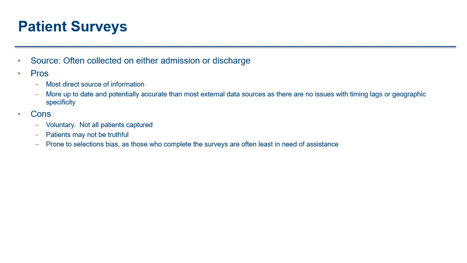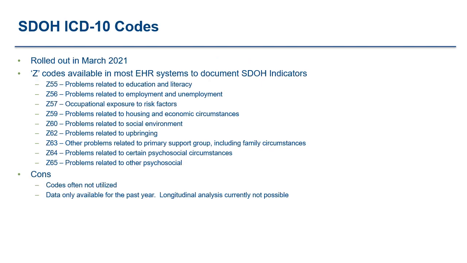It is also prone to selection bias, as those who tend to complete the surveys are often the ones who are least in need of assistance. So you do have issues with that. Patients may not be truthful in terms of what they're saying. You may have a patient not living within a very safe environment. They may not want to say that for various reasons. Sometimes people don't like giving you that kind of information. So there are definitely some pros and cons in working with this.